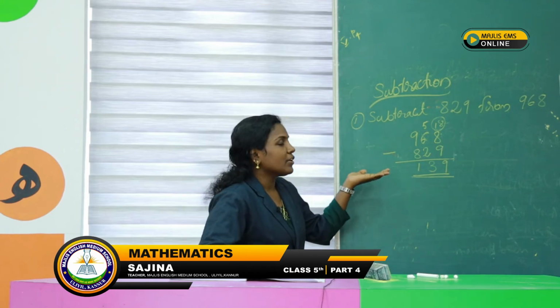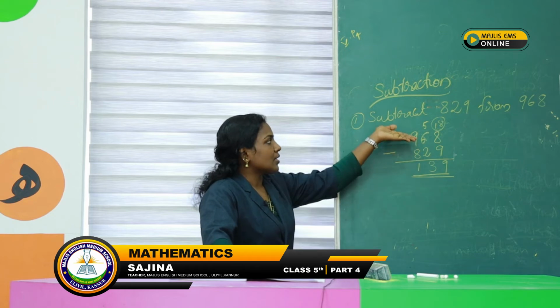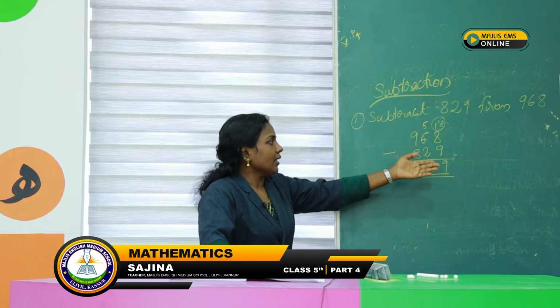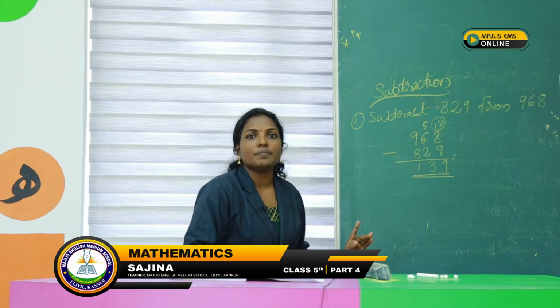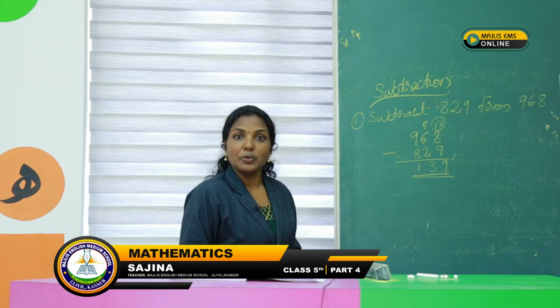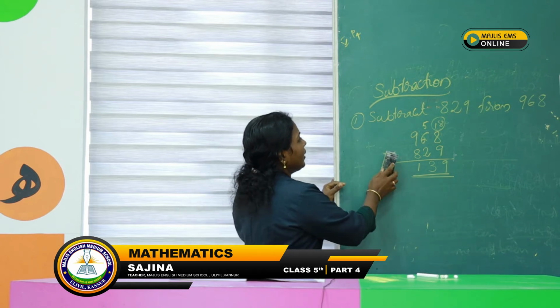Therefore, for subtracting numbers, we subtract the smaller number from the larger number. First we write the larger number first and then the smaller number according to the place value system. Okay.